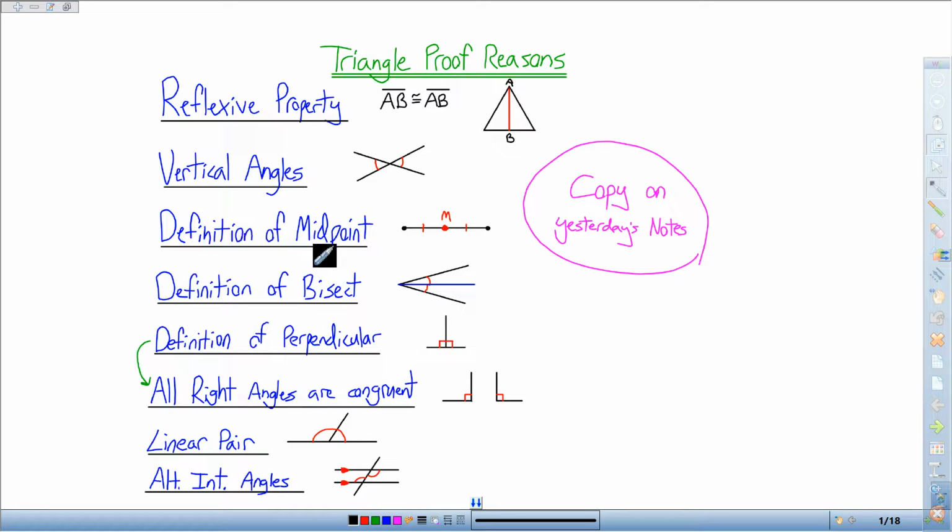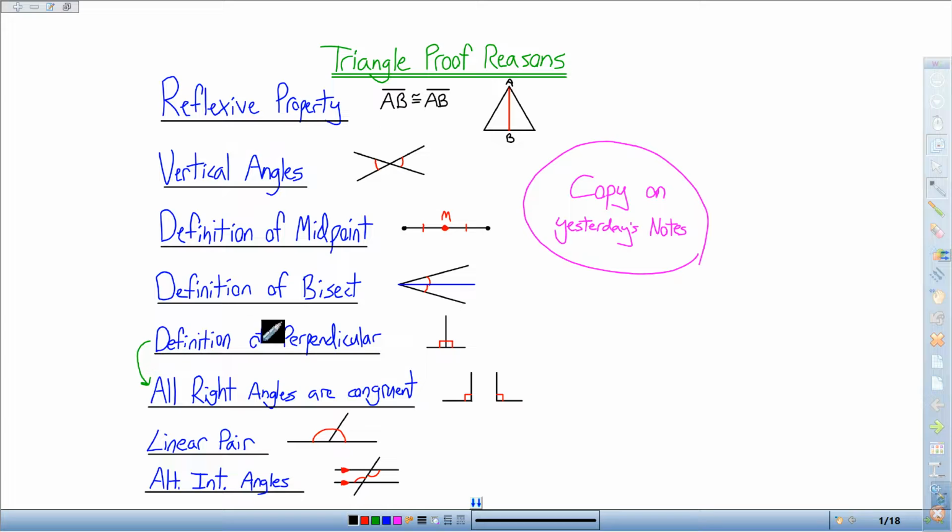Next thing, definition of midpoint. If we're ever given a midpoint, and it cuts something into two congruent sides, that's definition of midpoint. Okay, similar to that, definition of bisect is when something is being bisected into two congruent halves. Just a little reminder, sometimes it's an angle being bisected, and sometimes it's a segment that's being bisected. But either way, we would use that reason.